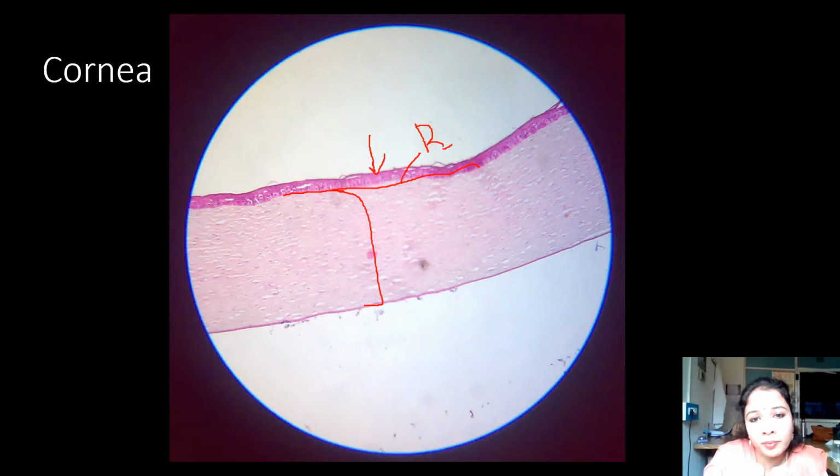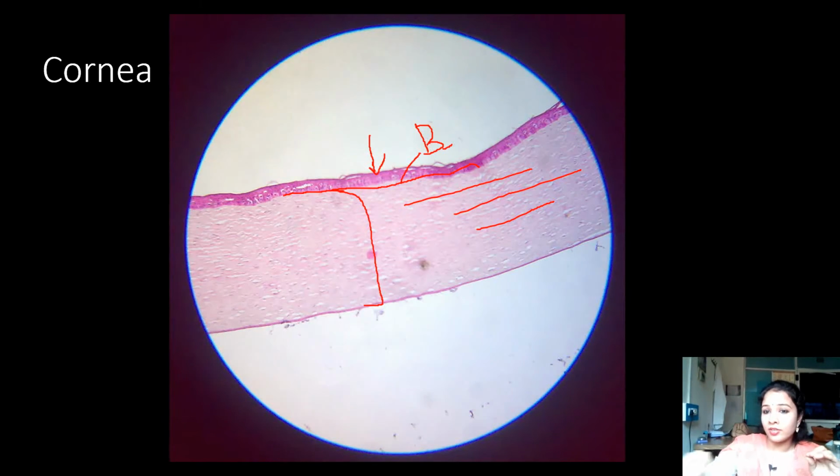Deep to the Bowman's membrane, we have uniformly arranged collagen fibers, which is called the substantia propria or the stroma of cornea. The collagen fibers are arranged uniformly so that the light traverses through them easily. We can see a few nuclei between the collagen fibers. These are the fibroblasts which produce these collagen fibers. There are no blood vessels in the cornea, so it is an avascular tissue and doesn't have any blood supply.